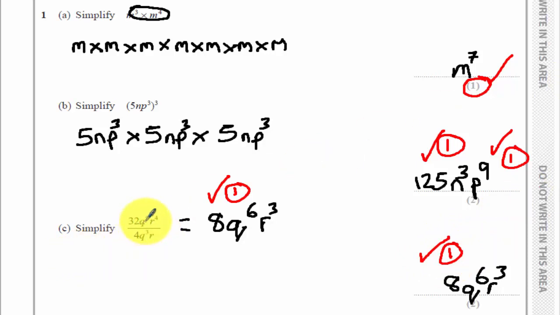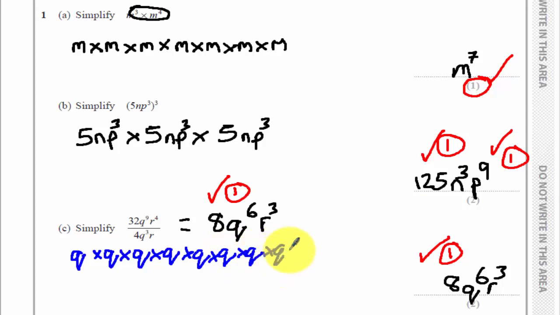If I wanted to understand better, if I wasn't quite sure why q to the power of 9 divided by q to the power of 3 is q to the power of 6, again, if I wrote it out longhand, so I'm going to write out this q 9 times. You can see why we do it shorthand, because it takes a long time to write out q to the power of 9. 1, 2, 3, 4, 5, 6, 7, 8, 9.